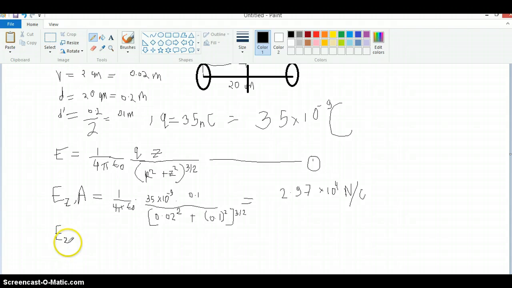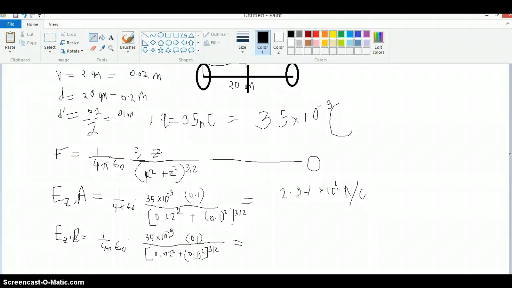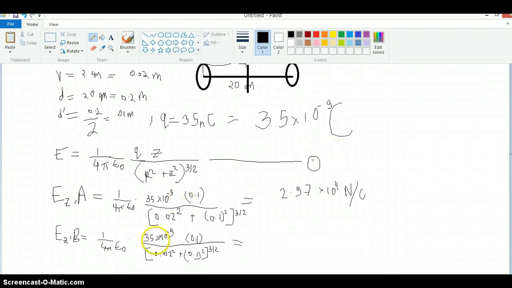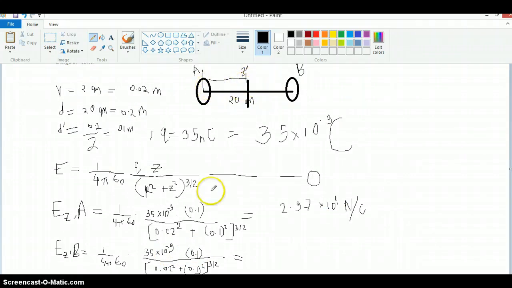Again, we want to find the electric field at the point due to the charge on B. We're going to use the same formula and plug in the values for B. Everything is the same: the charge on B is the same as the charge on A, and the distance of the point from B is the same as from A. So I got the value 2.97 times 10 to the 4 Newton per coulomb.